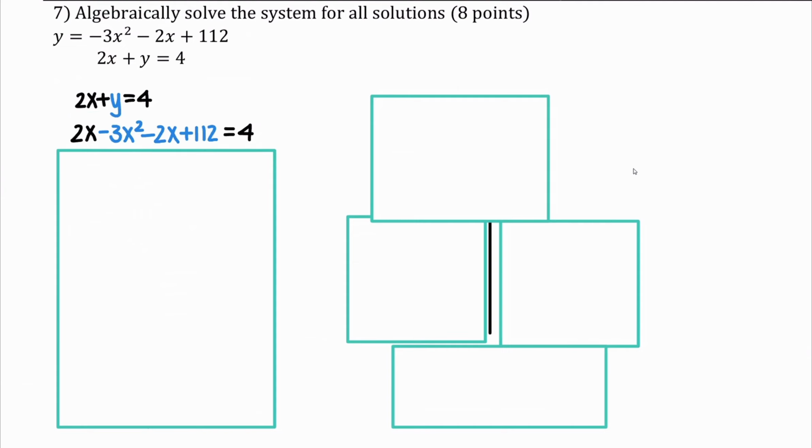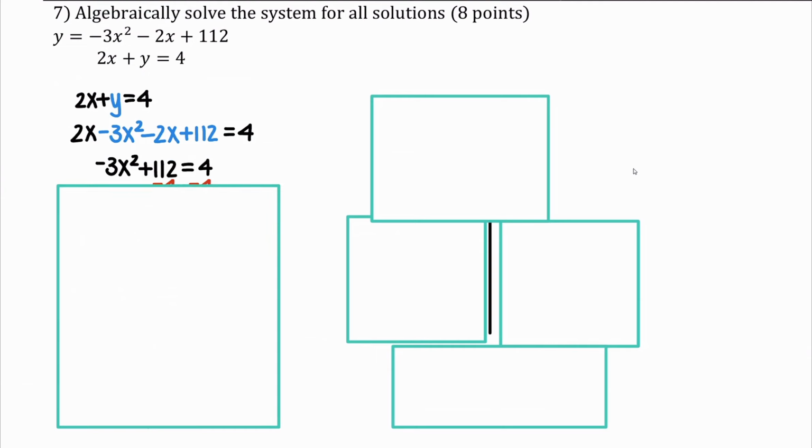So substituting that trinomial gives us 2x plus negative 3x squared minus 2x plus 112 equals 4, because again, this is also known as y. So from here we can combine like terms, and that gives us negative 3x squared plus 112 equals 4, because these two values cancel each other out. And then isolating or setting the equation equal to 0, we can subtract 4 on both sides, hence giving us negative 3x squared plus 108 is equal to 0.